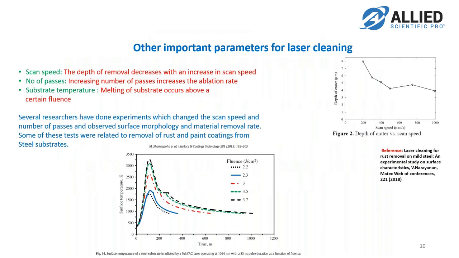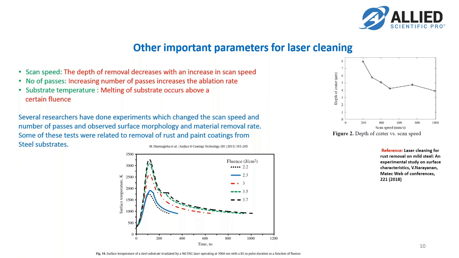What are some other important parameters for laser cleaning? I've been doing some literature survey to see what other researchers have done in the field, and I found a number of papers that were talking about removal of rust or a coating from surfaces that have steel substrates. And it turned out that these researchers found the scan speed and number of passes are two very important parameters that control the depth of ablation and the morphology of the surface after.